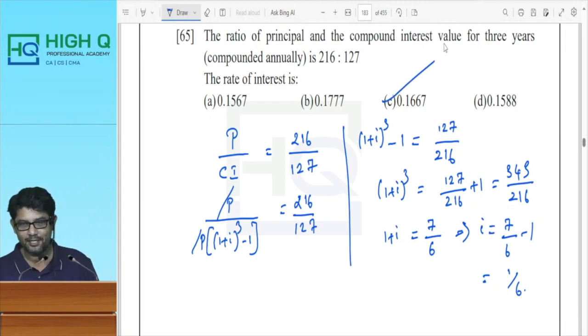Everyone gave me answer B, but actually the answer is C.